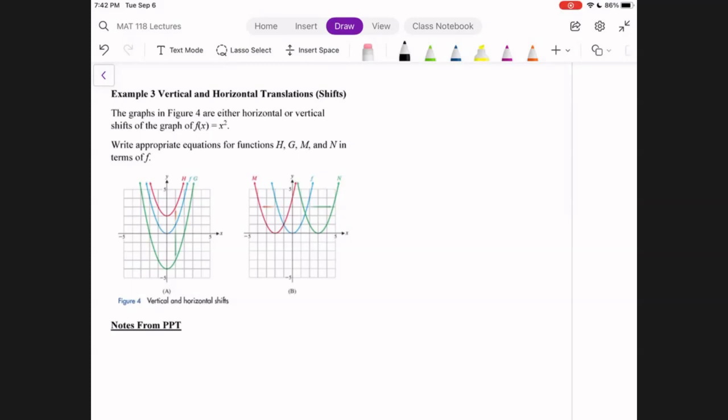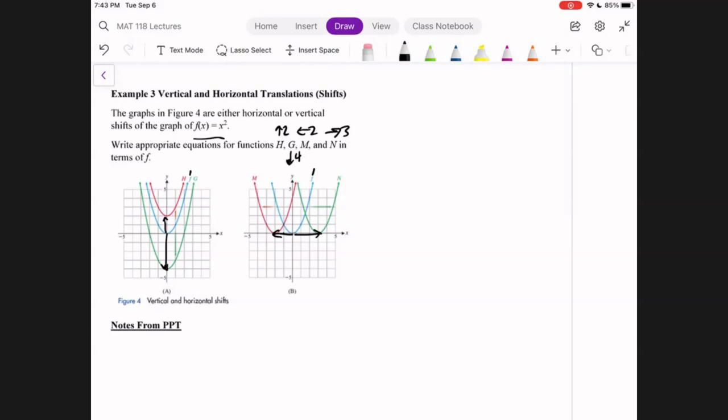So you think, what is the correct way that I would change the original, which is your f, right? So you see here's f and here's f, the blue one. So you'll see h is what? H is from the blue, it looks like I go up 2. G is what? Looks like I go down 4. M looks like I go 1, 2 to the left. And N looks like I go 3 to the right. So how would I write these?